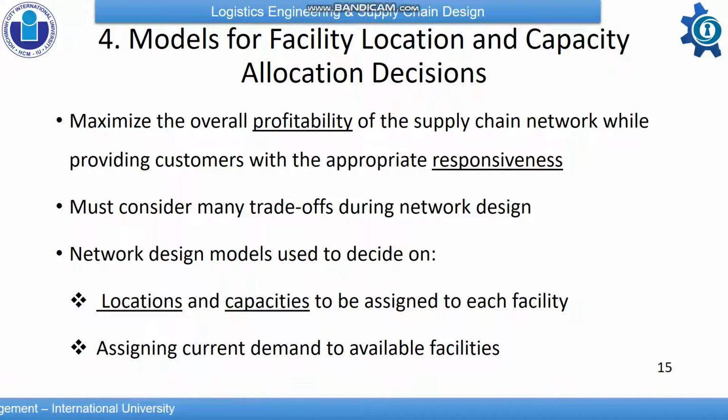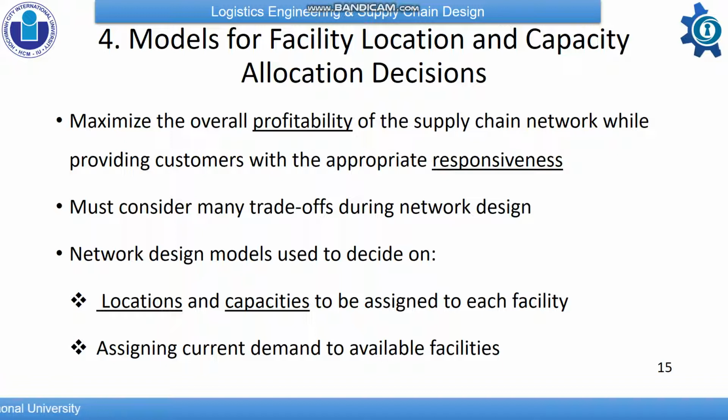But if you open a low capacity facility, you can reduce the transportation cost, but you will not take advantage of the economy of scale, or the building cost will increase. So that is a trade-off. That's why you have to be careful when you make the location or allocation decision.